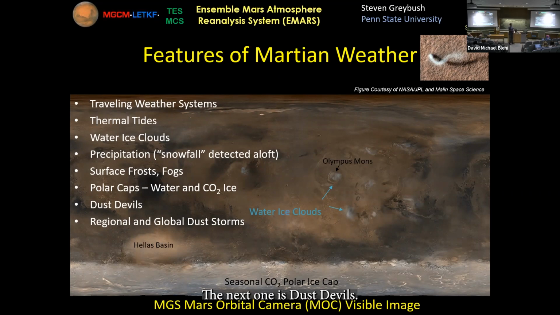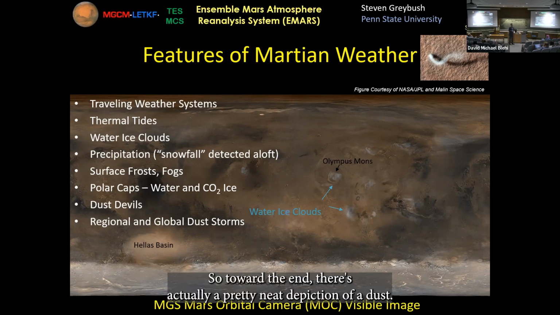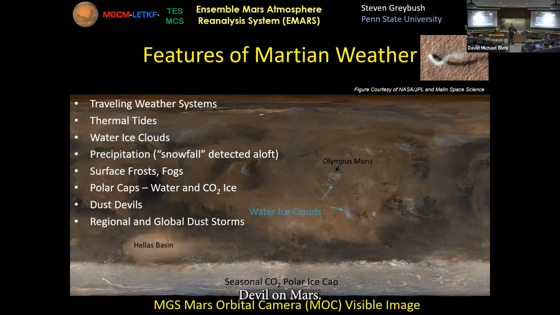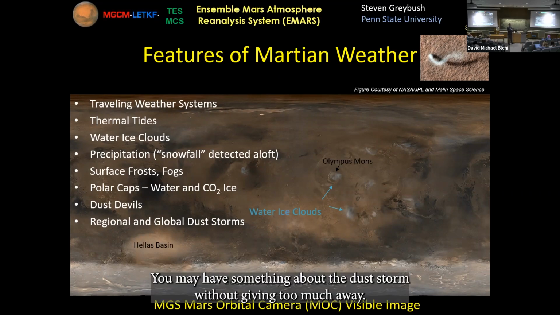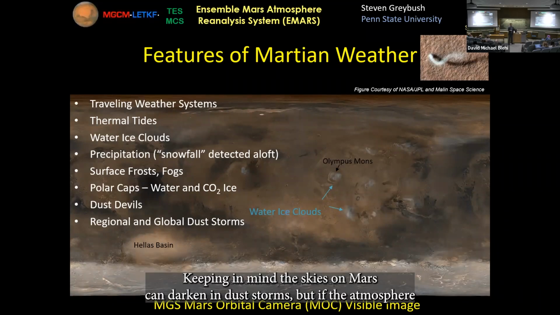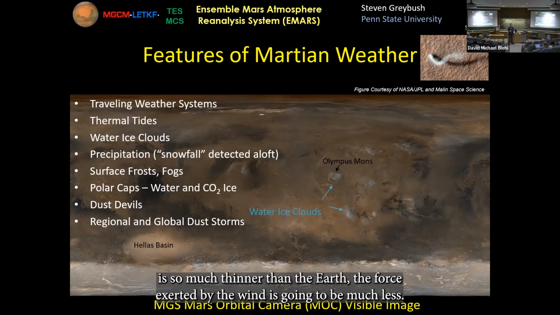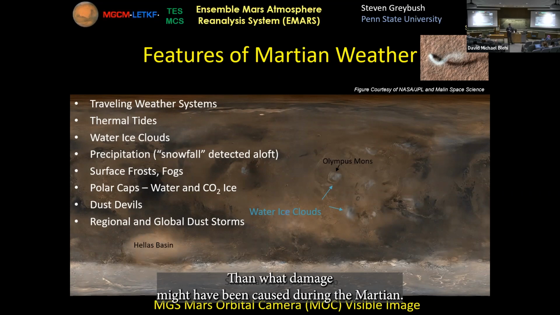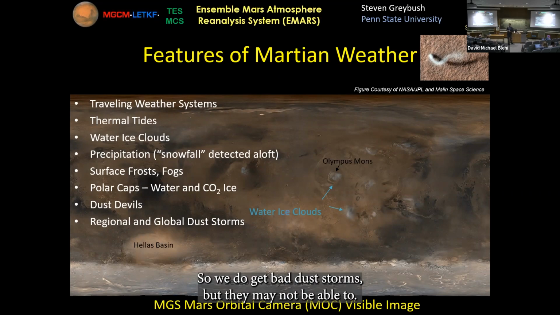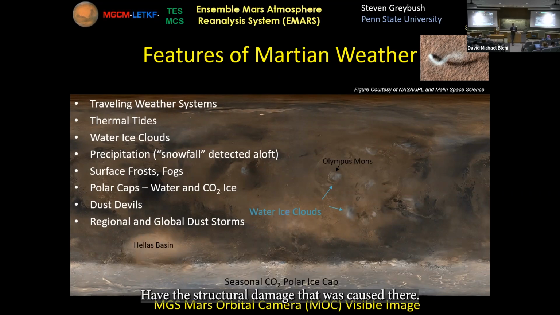The next one is dust devils. How many of you have seen the movie The Martian? All right, so toward the end, there's actually a pretty neat depiction of a dust devil on Mars. I thought that was a more realistic part of the weather. Earlier in The Martian, you may remember something with a dust storm, without giving too much away. Keeping in mind, the skies on Mars can darken in dust storms, but if the atmosphere is so much thinner than the Earth, the force exerted by the wind is going to be much less than what damage might have been caused during The Martian. So we do get bad dust storms, but they may not be able to have the structural damage that was caused there. Okay? So these are going to be the big mysteries that we want to explore.